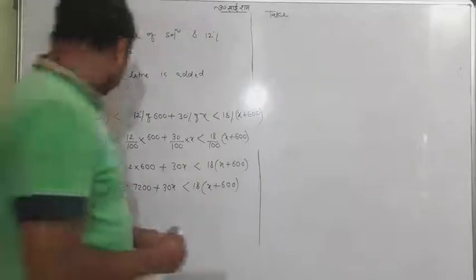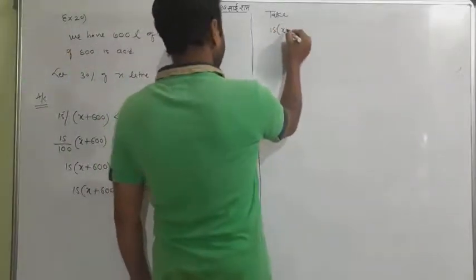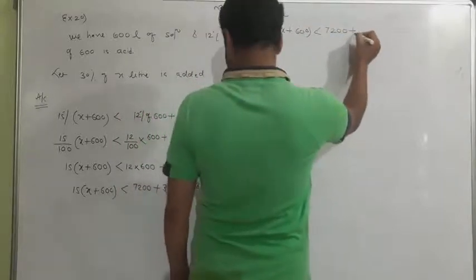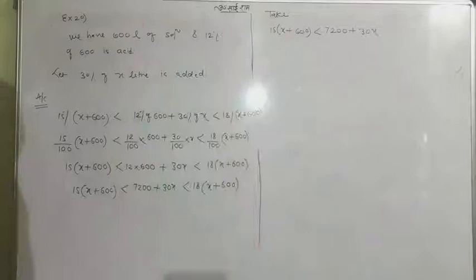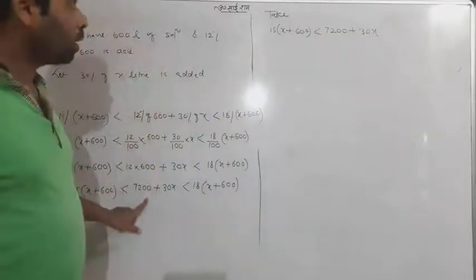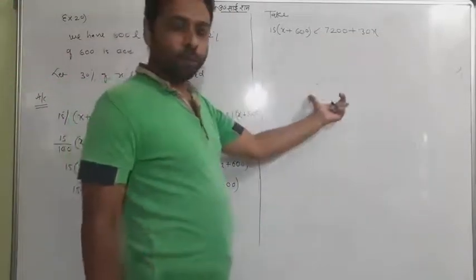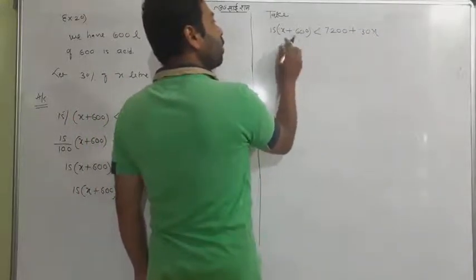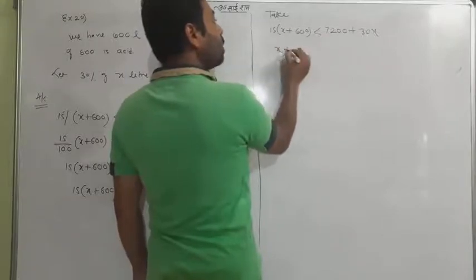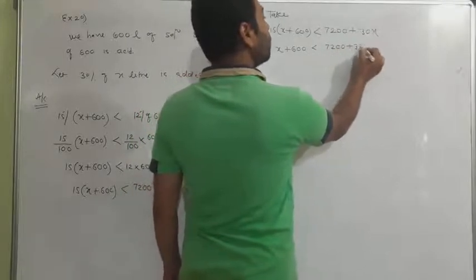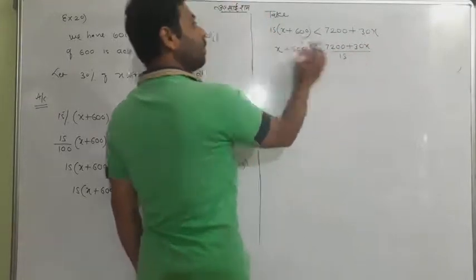Students, after it we'll take the other. First two parts we will take here. This is 15 into (X plus 600) less than 7200 plus 30X. Now we will find the value of X. Very simple now. We divide by 15 all the way. So X plus 600 is less than (7200 plus 30X) upon 15.